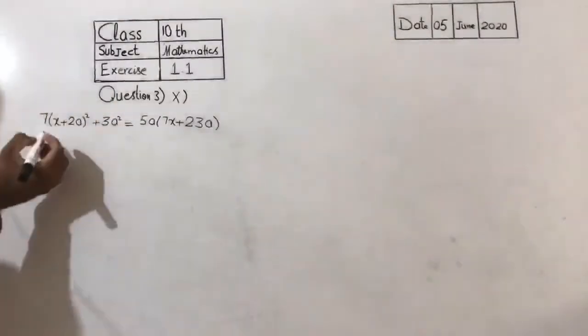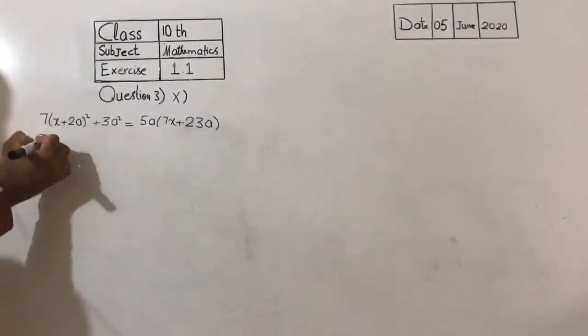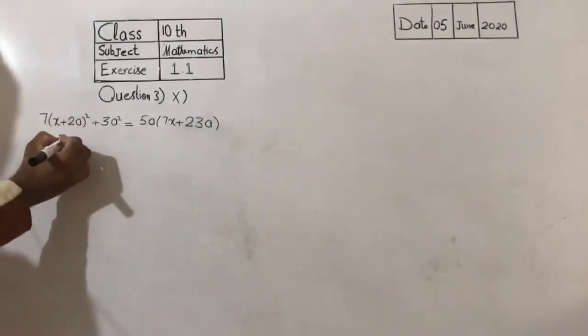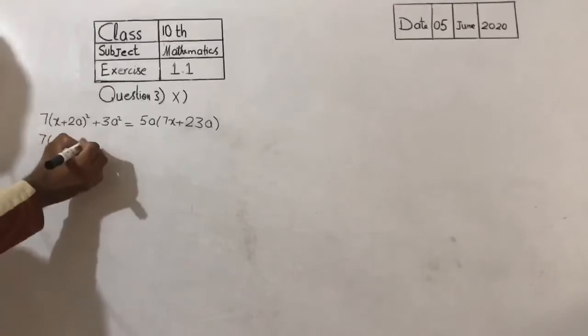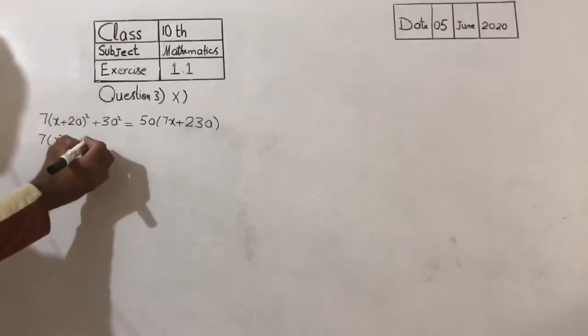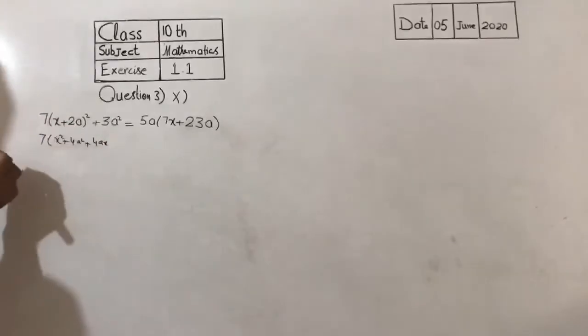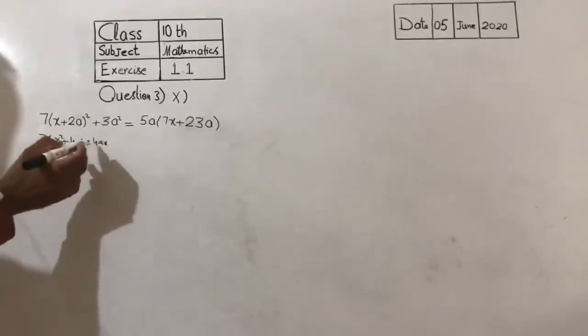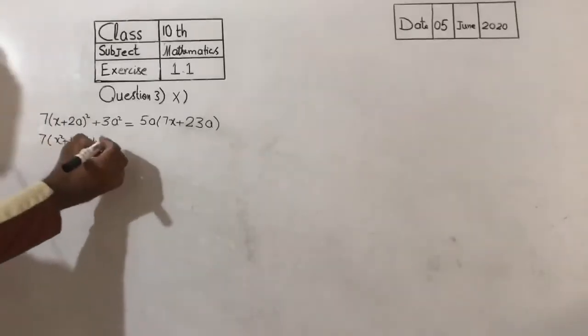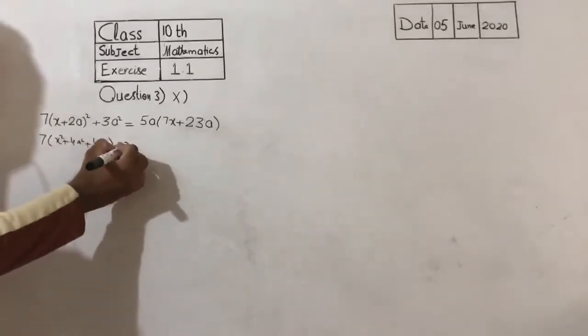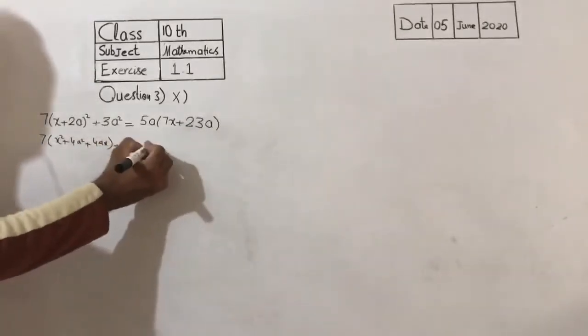So first of all, we open the square. We get x square plus 4a square plus 4ax. I apply the formula of (a plus b) whole square here, and I get x square plus 4a square plus 4ax plus 3a square is equal to 5.